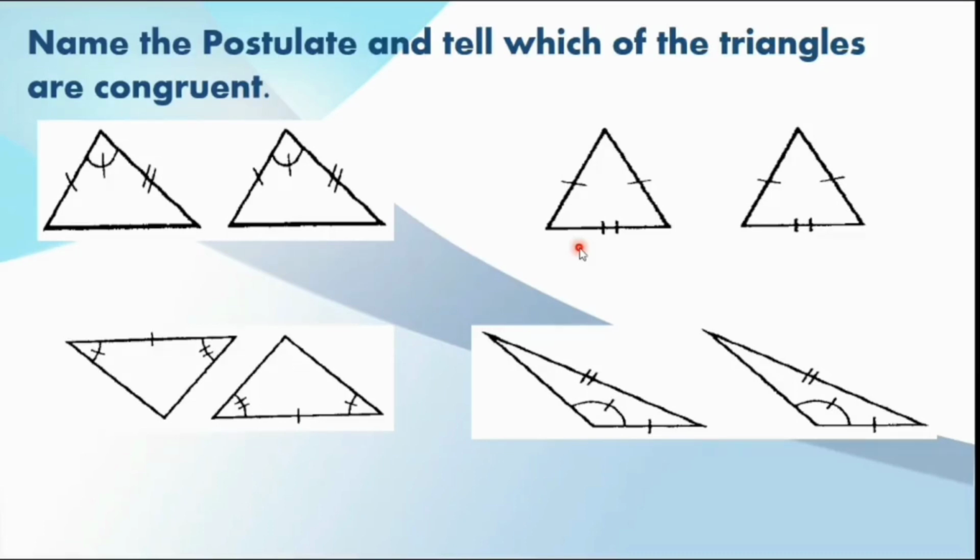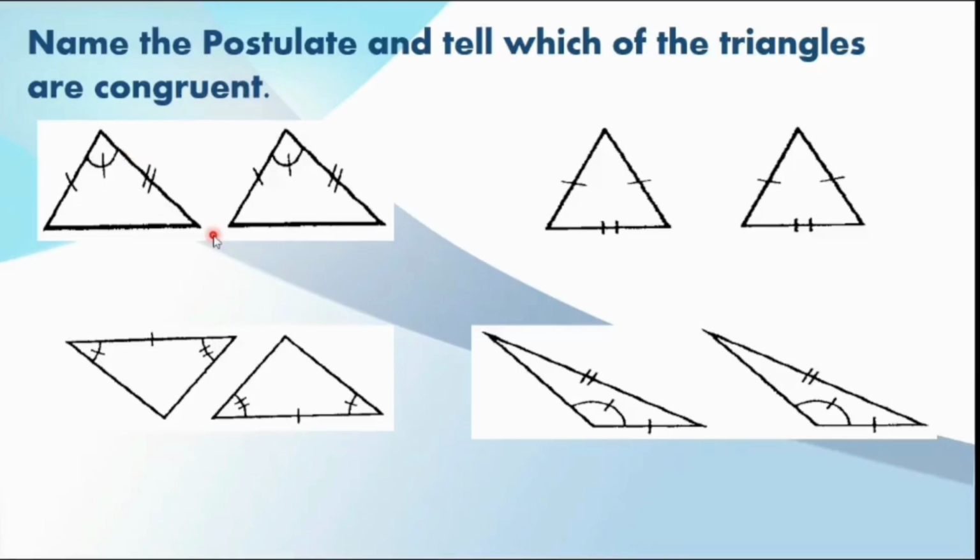Name the postulate and tell which of the triangles are congruent. The first thing that we need to do is to inspect how many pairs of congruent parts are marked, meaning yung mga parts na may tick marks, for us to be able to identify the postulate.